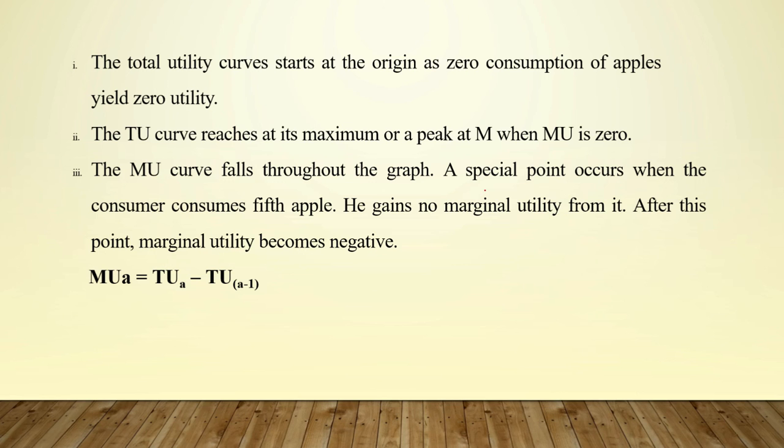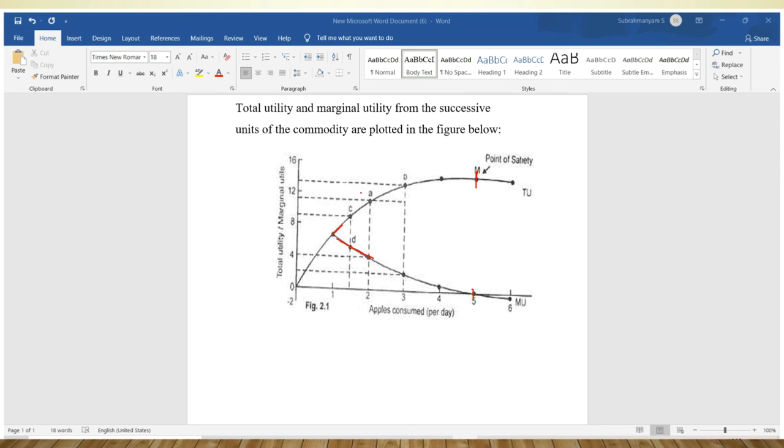A special point occurs when he consumes the fifth apple. That is, marginal utility does not change. That is 0 utility. After that, marginal utility declines, that is 0 to negative units. Marginal utility of A equals total utility of A minus total utility of A minus 1. A is the succeeding unit, A minus 1 is the preceding unit.